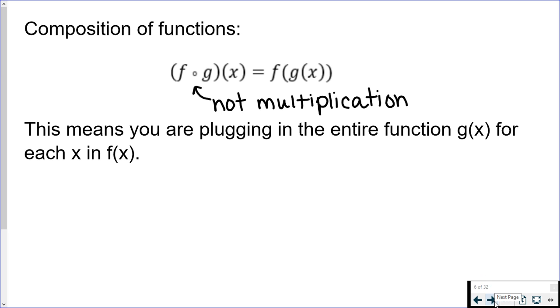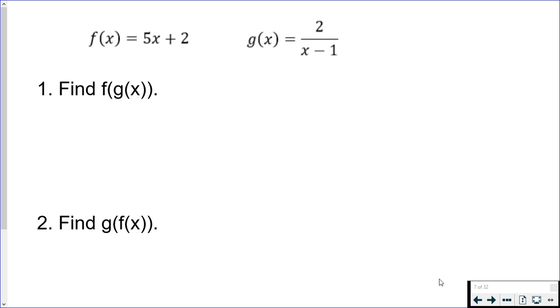So I'm going to go over a few examples. First, we have f of x is equal to 5x plus 2, and we have g of x, which is equal to 2 over x minus 1. First, I'm going to find f of g of x. That means g is being plugged into f. In other words, every single x that you see in f of x is going to become g of x. Now, I've included the other way that you could see this written with the little circle. So please understand that both of these mean the same thing.